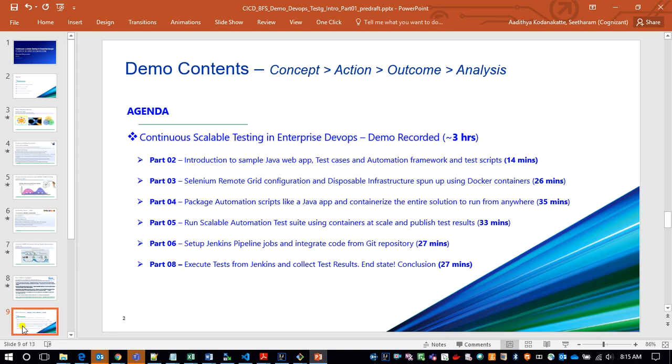Okay, so that's why it is very important to follow this order and also not to skip any of the sessions, and if you jump you may not understand unless you have already implemented that. Okay, so part five will be running the scalable automation test suite you built in part four, using containers at scale and publishing the test results.